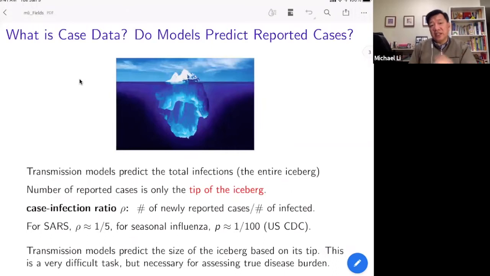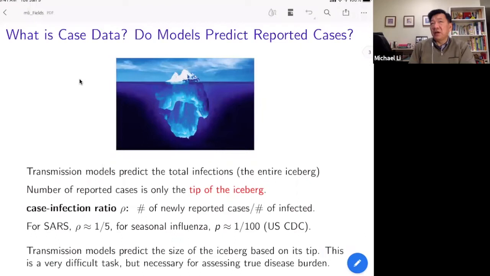So first of all, let's understand what case data is. Either you look at reported cases or confirmed positive tests. You either look at a cumulative count over a period of time or daily new reported positive cases. These are what we mean by case data. And how is that different from what our model predicts? The question I ask is, do our transmission models predict cases?